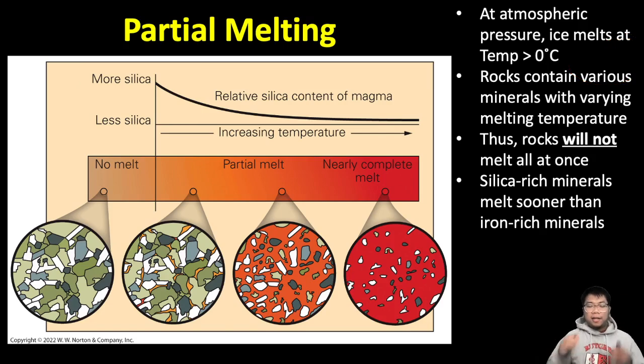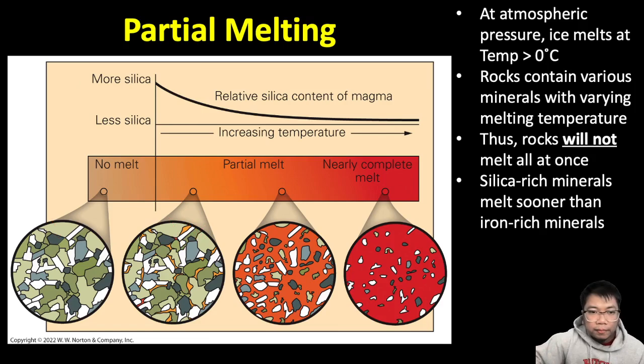It turns out that melting rocks is actually not that straightforward. The reason for that is because rocks typically have multiple types of minerals in them, and those different minerals will have different melting temperatures. Therefore, rocks will not melt all at once. What it's going to do is melt partially, slowly and partially, because all of these minerals will have different melting temperatures.